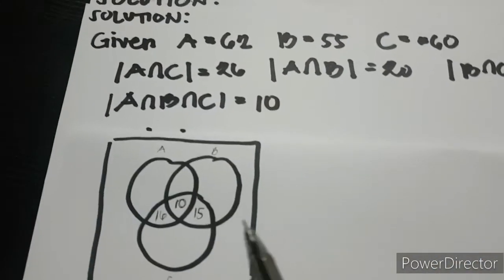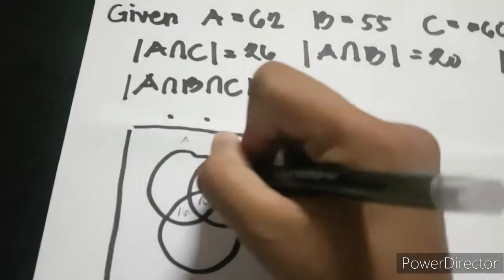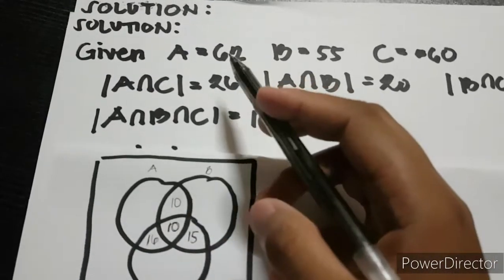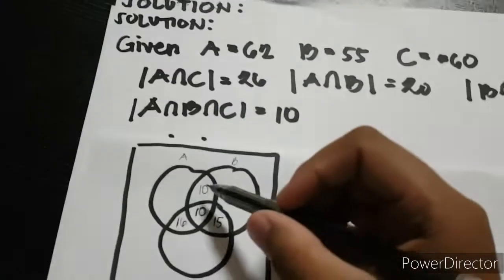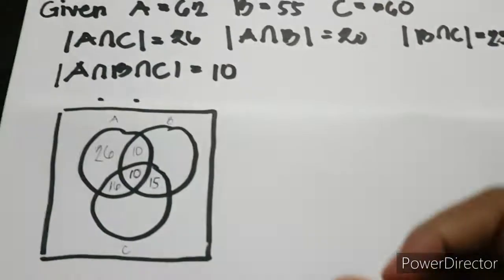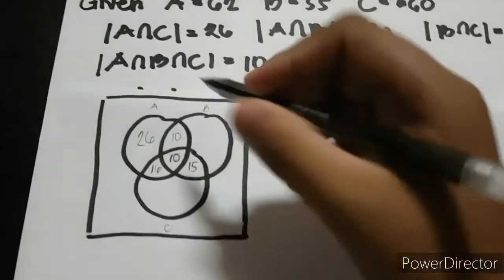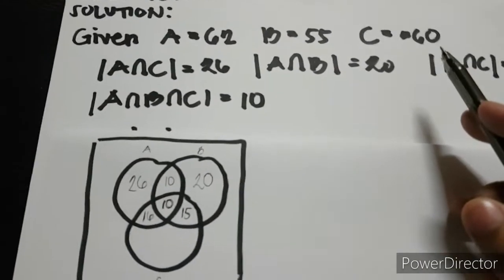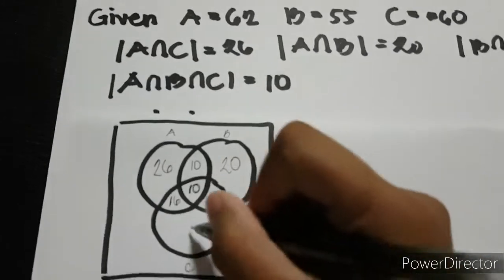Next is the A intersection B, which is 20, and we need to subtract 10, which is 10. Next is the A, which is the water, which is 62, and we have to subtract 10, 10, and 16. So 62 minus 10 minus 10 minus 16 is 26 in total. B is Coke, which is 55, and we have to subtract 10, 10, and 15, which is 20. Next is the C, which is the juice, 60, and we have to subtract 16, 10, and 15, which is 19.